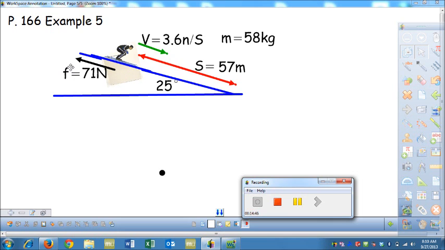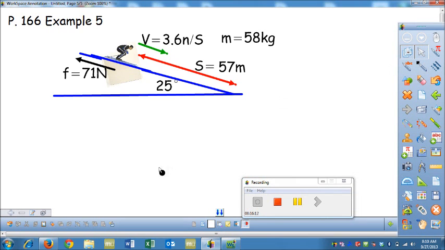We know there's 71 newtons going backward, but how many newtons are going forward due to gravity? So let's see what we can do here. I've made a dot here so that I could do a little free body diagram. By the way, feel free to pause this if you need to take some notes.